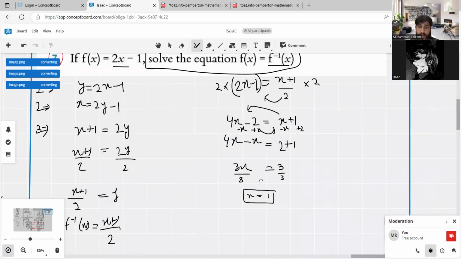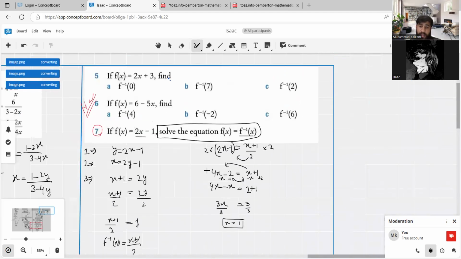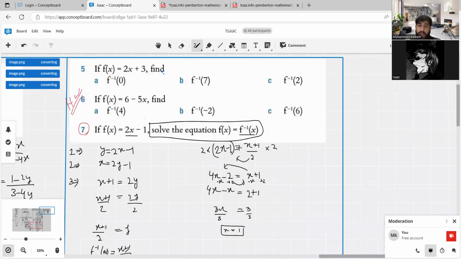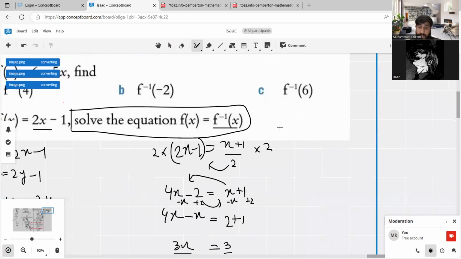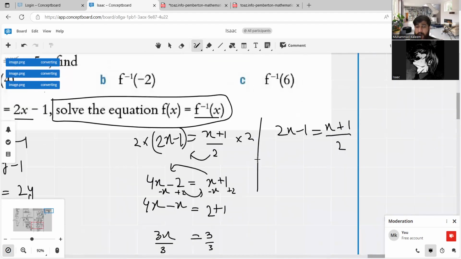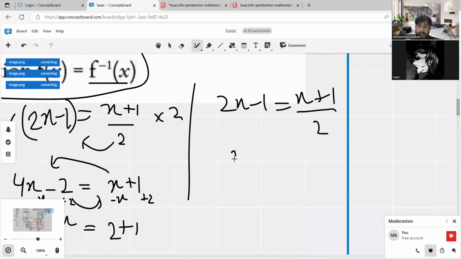We need to find the value of the variable in this equation for which the equation is true. That is 1. This equation is only true when x is equal to 1. Otherwise, it will never be true. What does this mean? Let me explain with an example. 2x minus 1 is equal to x plus 1 over 2. If you replace x with 1, you will get the same answer for the left-hand side and right-hand side. But if you replace x with any other value, let's suppose I replace it with 2 here.